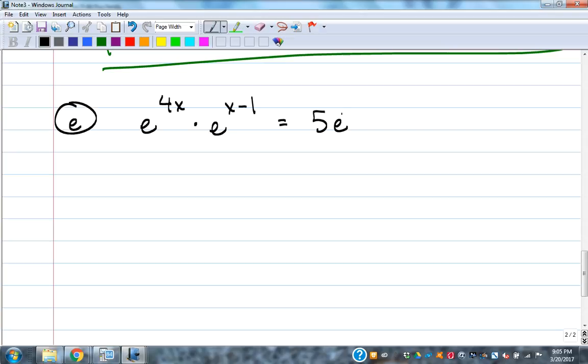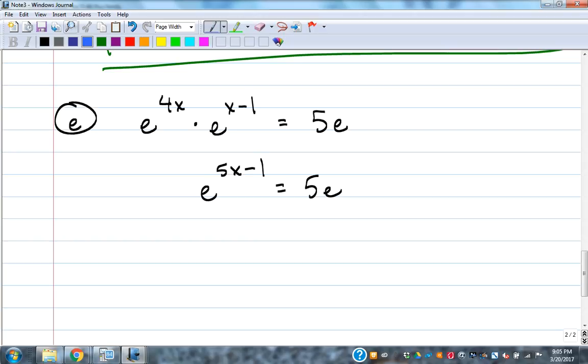This is a fun one. So we have to remember some exponent rules before we get started. Why would I add them together? Very good. Absolutely. That's multiplication, so it's got the same base. So we need to combine those two into e to the 5x minus 1 equals 5e. And now we can do it like we've done the others.